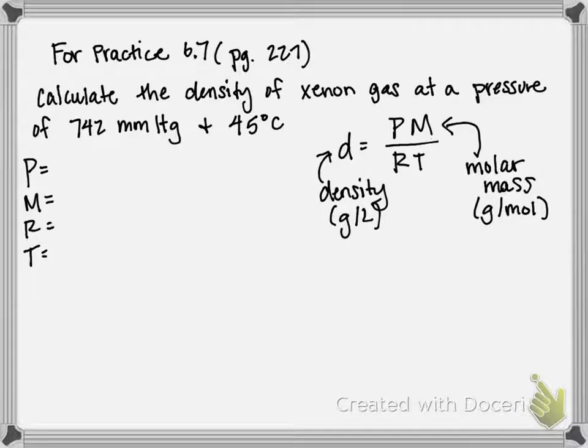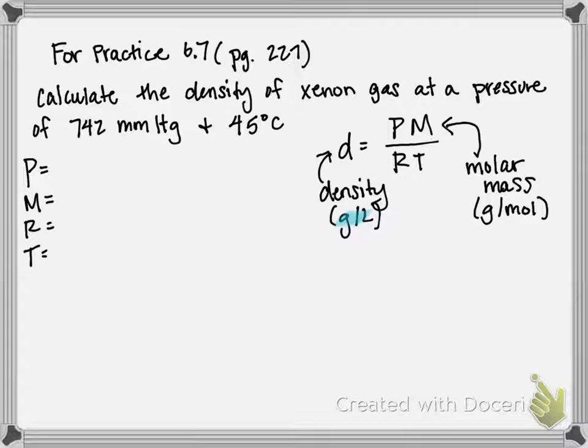This is a for practice example 6.7 on page 227 of our textbooks. In this example, we rearrange the ideal gas law, PV equals nRT, in order to be able to solve for the density of a gas. So if we rearrange the ideal gas equation, PV equals nRT, we can come up with the equation: density, and in this case, density of a gas is reported in grams per liter, is equal to P, pressure, times big M.